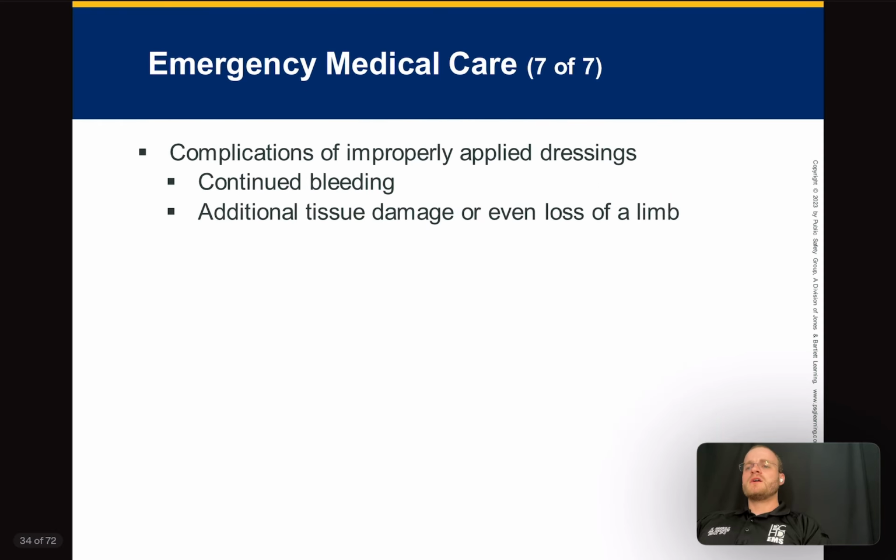Okay. Now, here are the complications or risks of improperly applying a dressing. The first one is that you don't do it tight enough or you don't recognize it's life-threatening bleeding, and it'll continue to bleed. And any blood loss is unacceptable. So you want to stop the bleeding. Two is you could have additional tissue damage, or you could even apply it too tight. This is rare, but you could have further tissue damage or loss of a limb. So just keep that in mind.